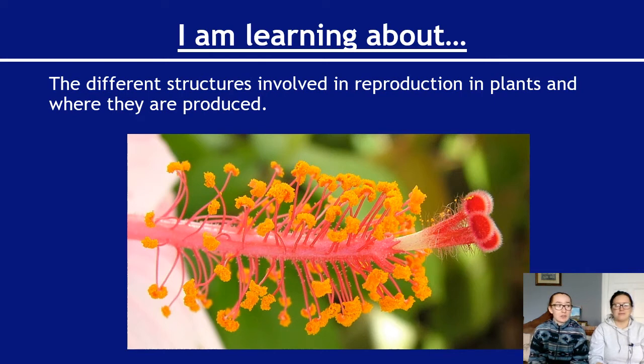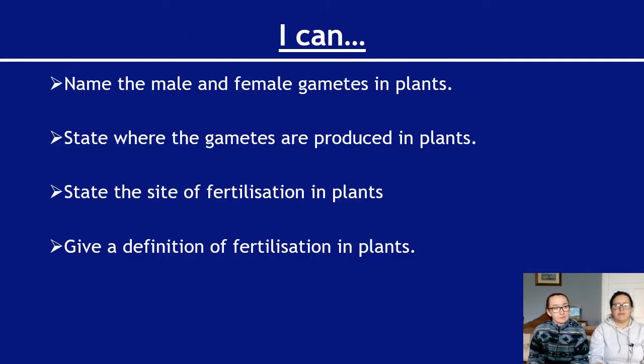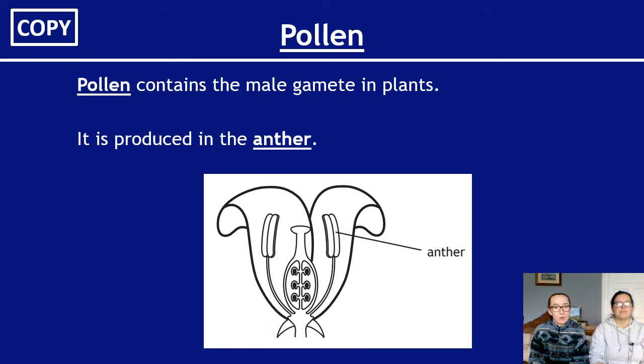these gametes are produced. So you've got to name the male and female gametes in plants, you've got to state where the gametes are produced in plants, state the site of fertilisation, and give a definition of fertilisation in plants, some of which we'll be using the language from the previous video on animals. So if you haven't watched that one yet, we recommend you go back, have a look at haploid, diploid, gametes, what all that means.